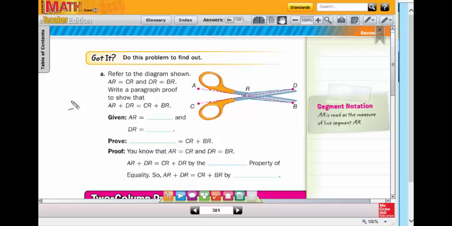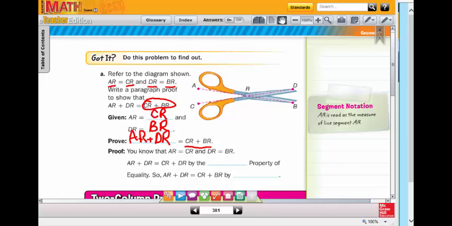So, first of all, we need to recognize that we're given some information. We're given AR equals CR, so we can put that in here, AR equals CR. We are also given that DR equals BR, so we can place that here. Now the next thing they want us to do is label what we're going to prove, and that's given to us right here. We have CR plus BR on this side, and we are going to try and prove that AR plus DR equals CR plus BR.